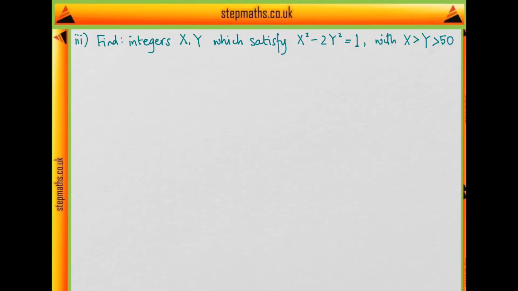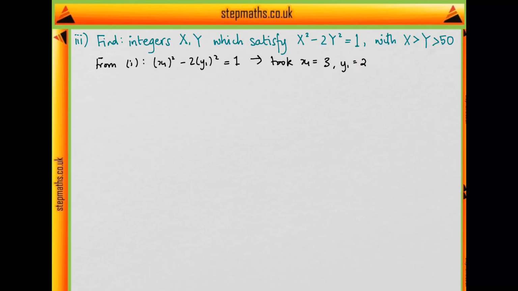Okay, and now for part 3, they want us to find a pair of integers x, y, which satisfy x squared minus 2y squared equal to 1, such that x is greater than y is greater than 50. So this looks quite a lot like what we had from part 1. So in part 1 we were asked to find x1 and y1 which satisfied this equation, which we can see is of the same form as the one we're looking at now. But in part 1 we took x1 equal to 3 and y1 equal to 2, but now we're looking for x and y bigger than 50.